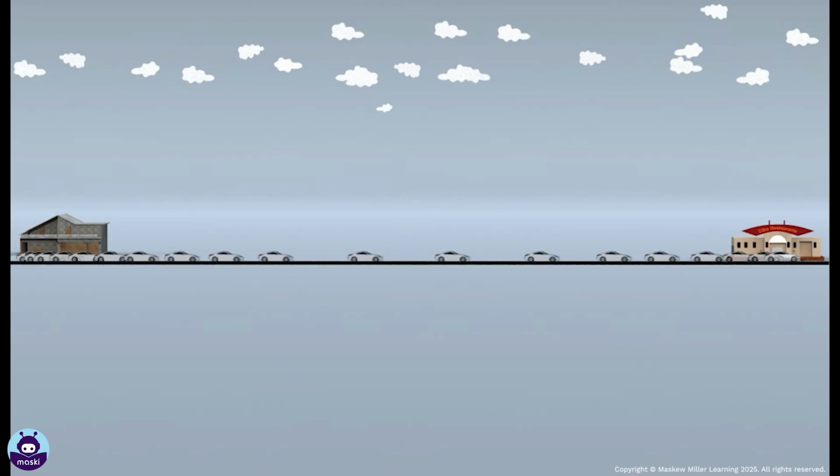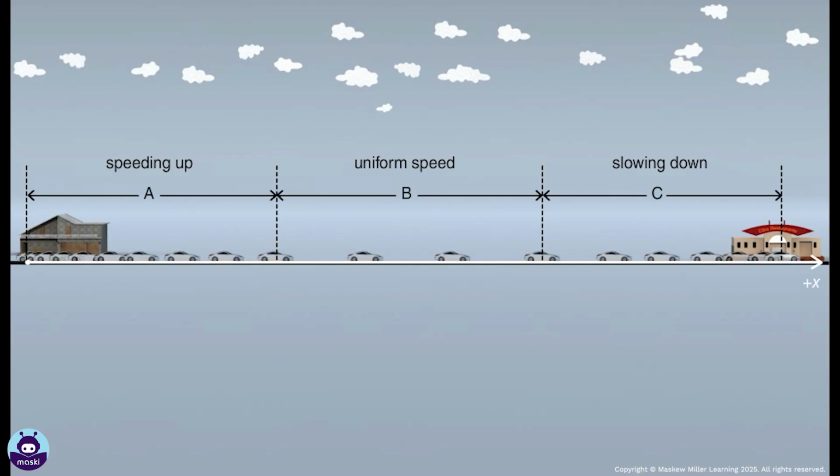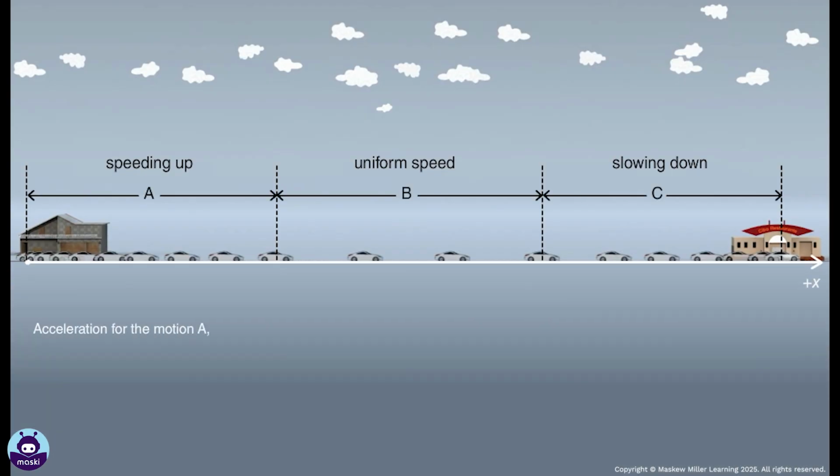To calculate the acceleration for the 3 different time periods of motion, we choose a direction to be positive. Let us choose the same direction that we chose earlier as positive, that is, towards the right. We denote the 3 portions of motion of the car, that is, speeding up, uniform speed, and slowing down, as A, B, and C.